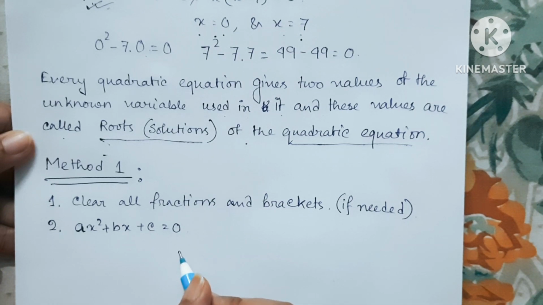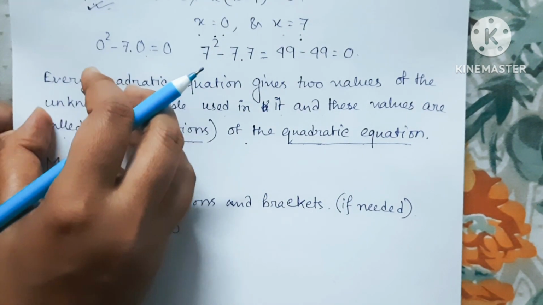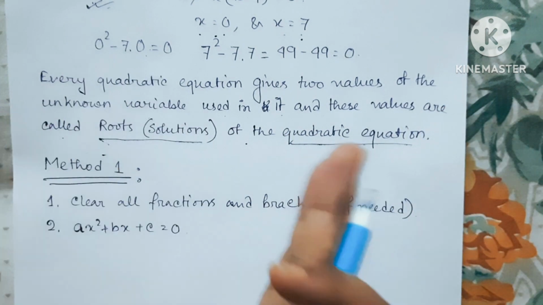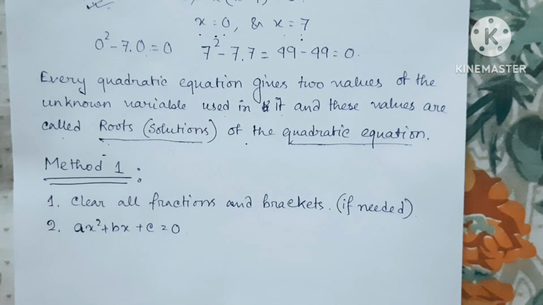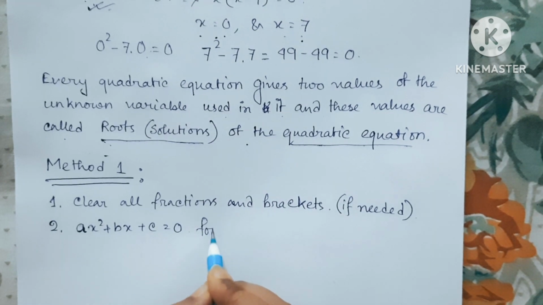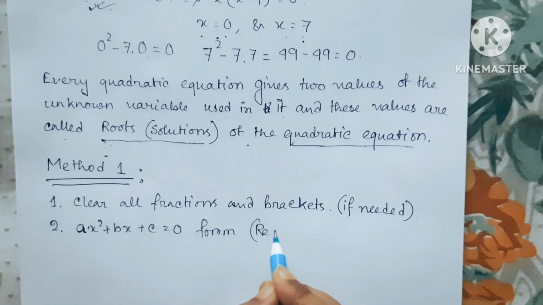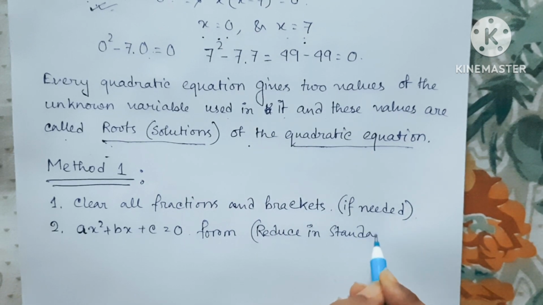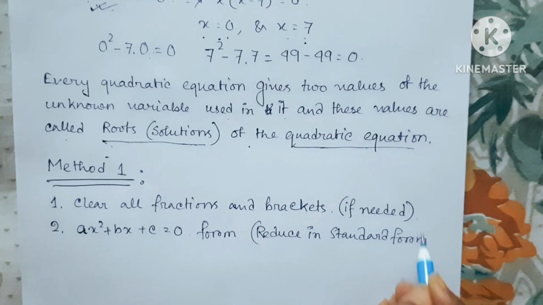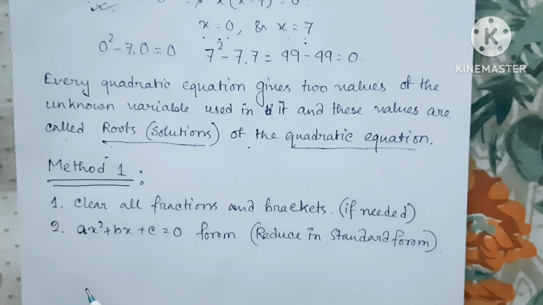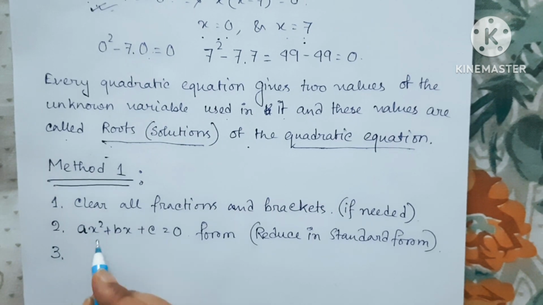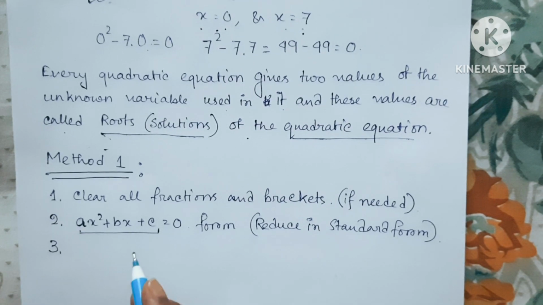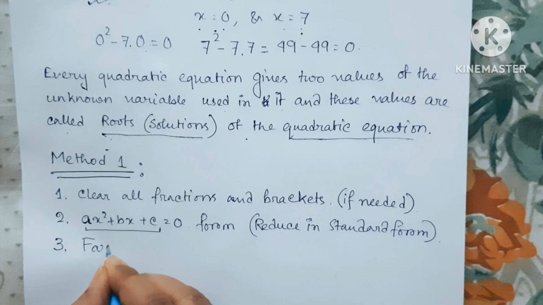Okay. Suppose you have some terms in the left hand side and some terms in the right hand side, then you have to transfer all the terms to one side and then reduce it to this form. So reduce in standard form. Now the next step is you have to factorize. You know the factorization of this type of equation, you already know that thing. So you have to factorize.